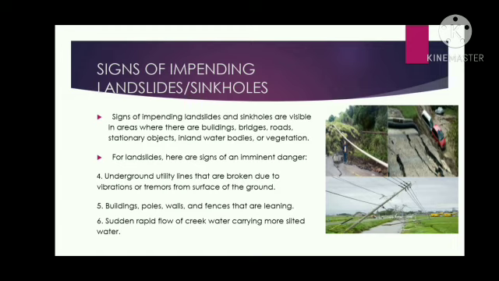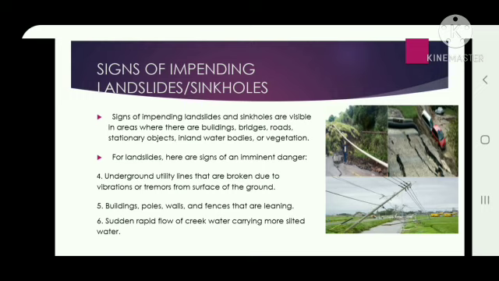Next, underground utility lines that are broken due to vibrations or tremors from the surface of the ground. For example, shaking during an earthquake or other sudden change in stress condition. Thus, irregular settlement may happen and may break underground utility lines due to tremors or vibrations of the ground.